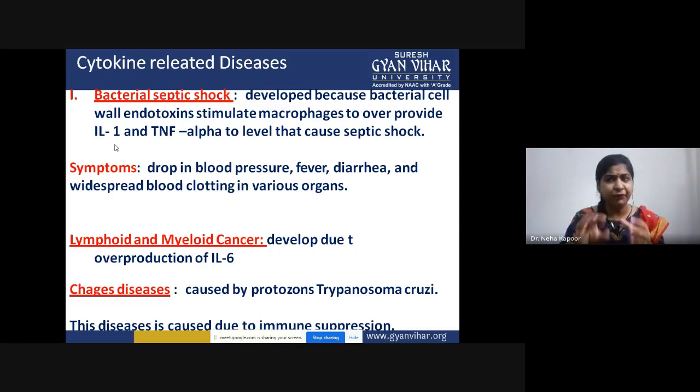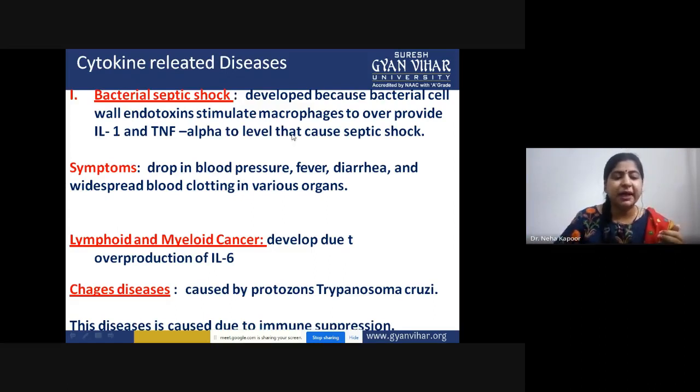Now, the point is, if some cytokine production is suppressed or malfunctions, can it give rise to certain diseases? Yes, it can. For example, bacterial septic shock develops because bacterial cell wall endotoxins stimulate macrophages to overproduce interleukin 1 and tumor necrosis factor alpha. That will result in septic shock. The symptoms would be an excessive drop in blood pressure, fever, diarrhea, blood clotting, and thrombus formation throughout the body.